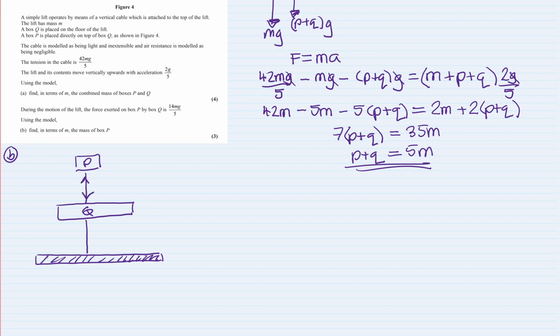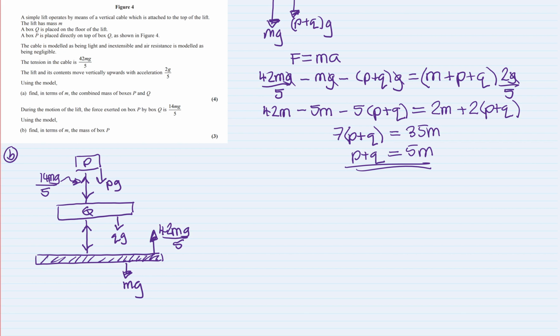So if I think about the forces that would be happening here, these are my forces on that string. I know that the weight of P is going to be Pg, the weight of Q would be Qg, and the tension that's pulling up on the lift is 42mg over 5. So those are my forces, and I obviously had mg for the lift just for completeness. Now what they've told me is that the force exerted on P by Q, so that's this force here, is 14mg over 5. So I can add that to the diagram.